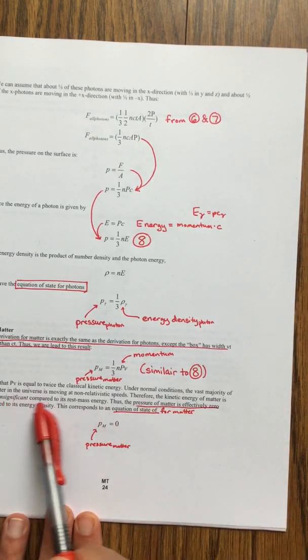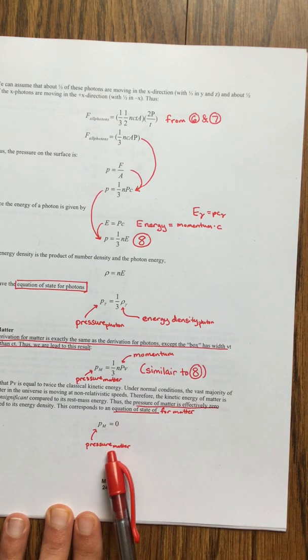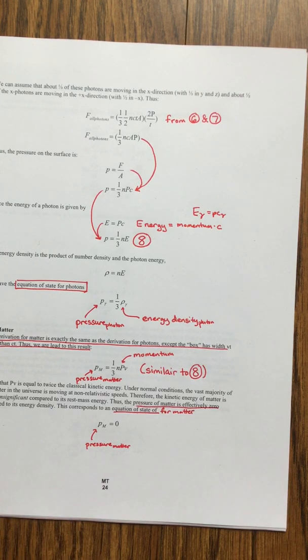And if you read what we have here, the pressure of matter is effectively 0, and so that gives us our equation of state for matter. Okay, that concludes part 3. You can finish reading through part 3 on your own, and then we'll move on to part 4.